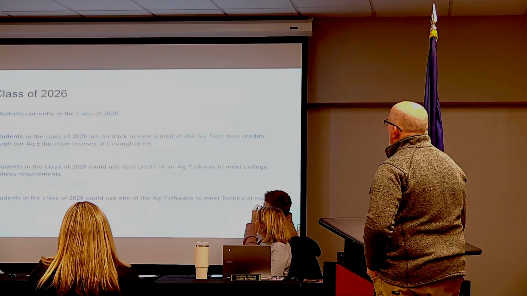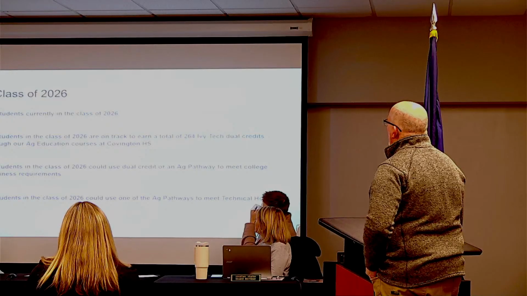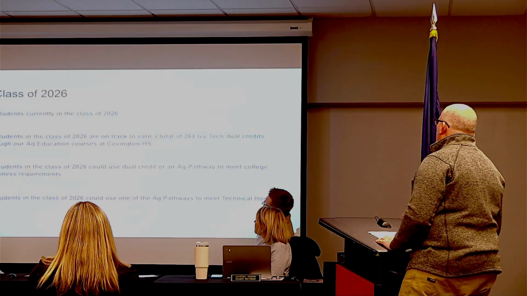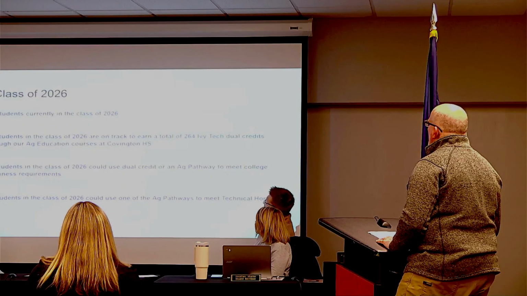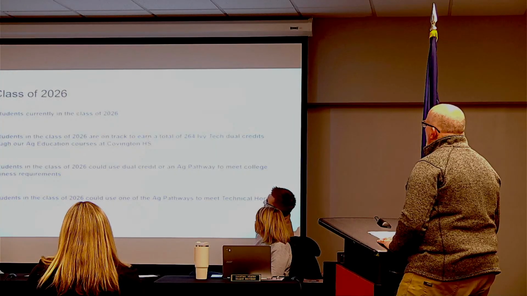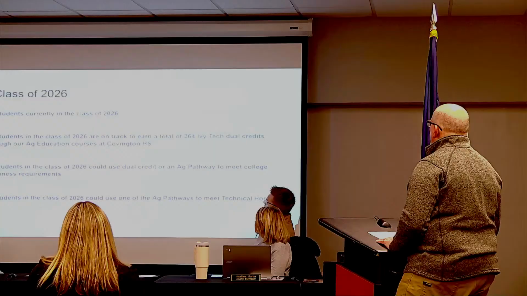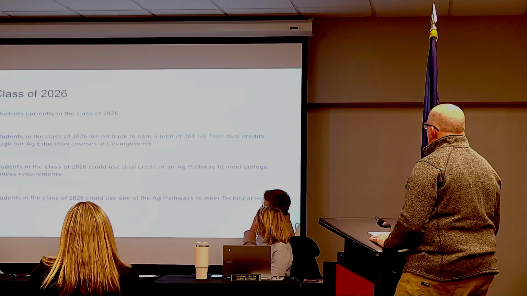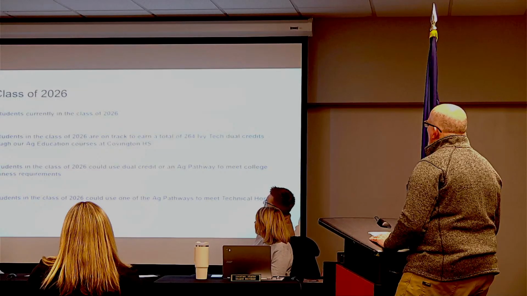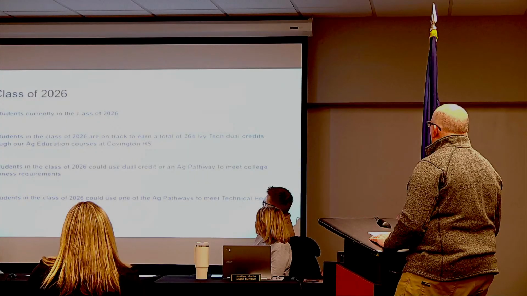Okay, so from the education part with those classes, just the class of 2026, 58 students. Number 2, we got 32 students in this class who, during their high school career, have earned 264 Ivy Tech dual credits through the ag education courses here at Covington High School. Also in that class, 27 of those students could potentially use that dual credit or a pathway to meet their college readiness requirements required for graduation. And then number 4, we've got 11 students in this class that potentially could use one of those pathways.